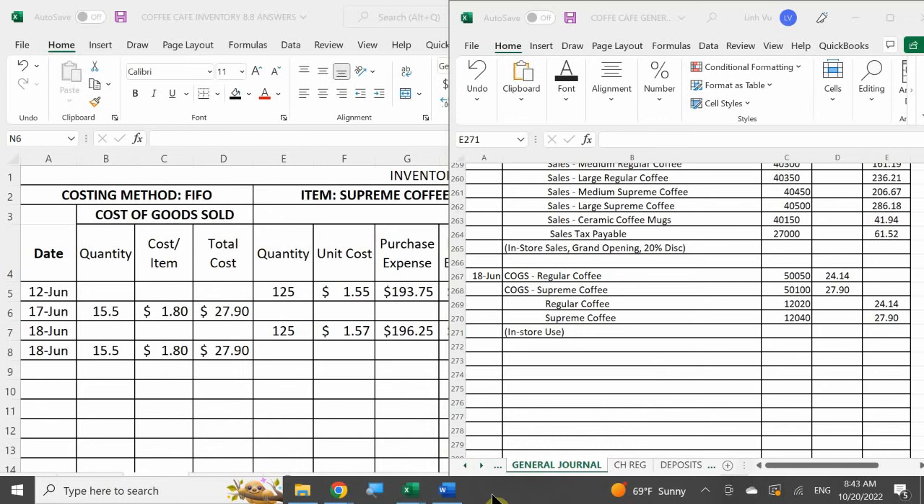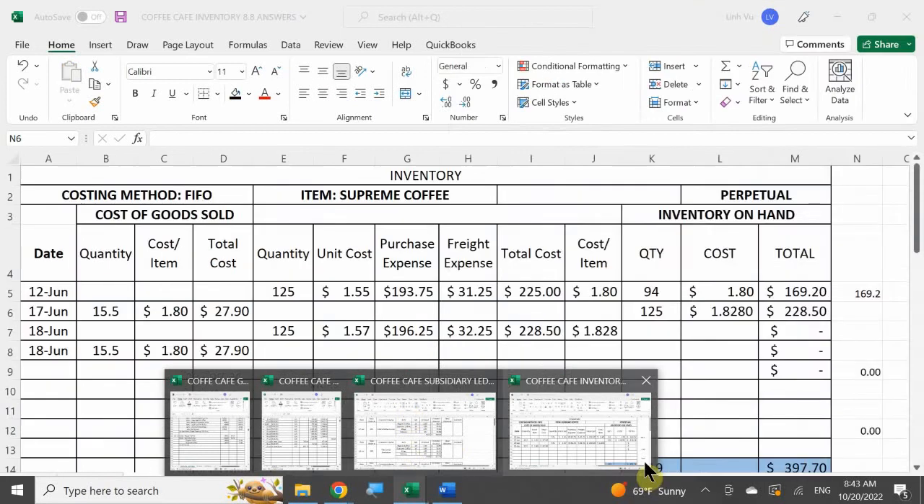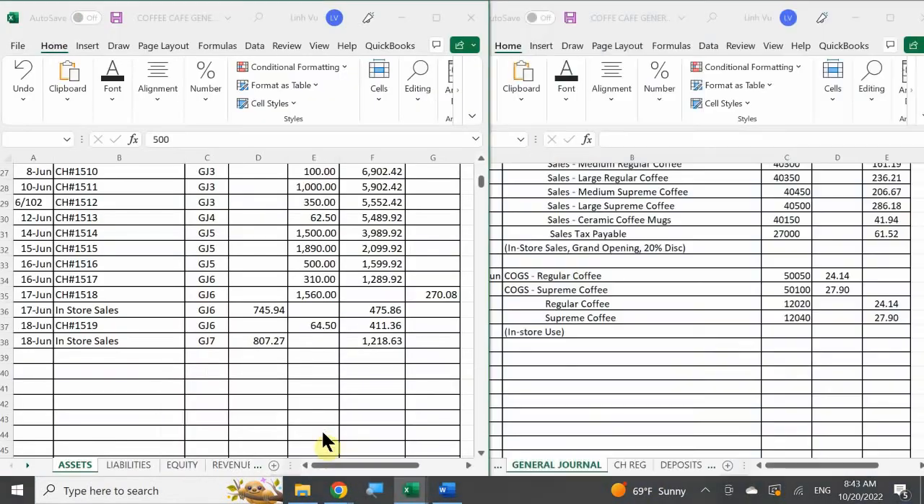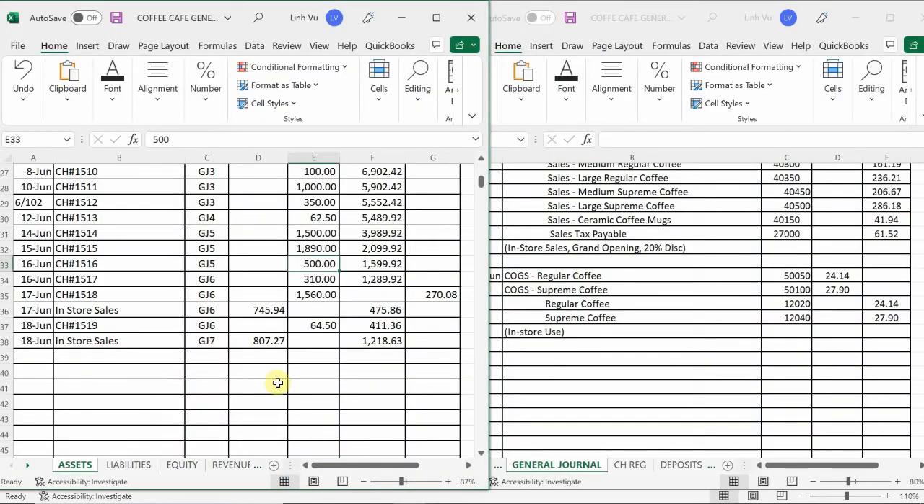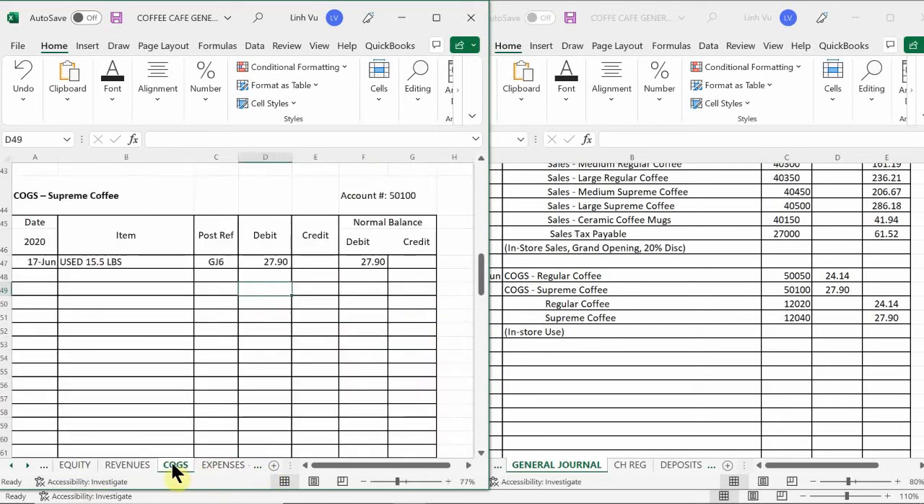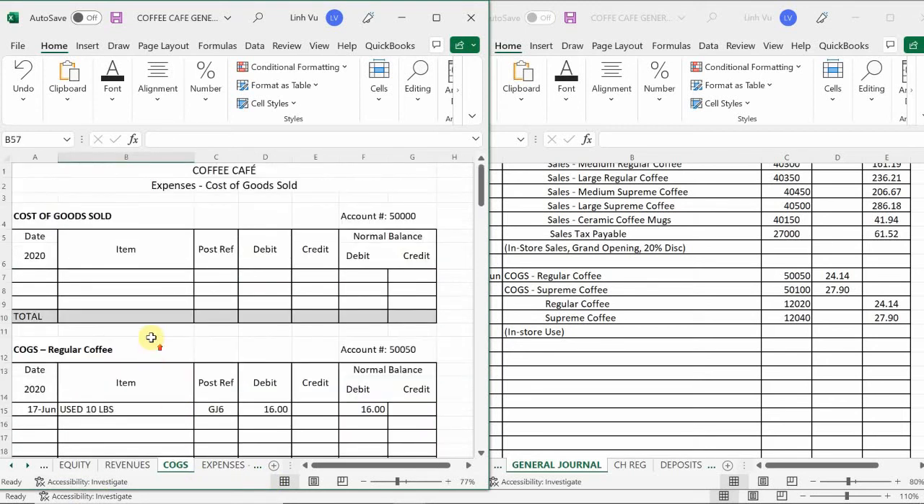What always comes after the journal? General ledger. Good. I need to update my inventory balances. So in this case, I need to go to cost of goods sold because I need to record how many of my inventory items I used.